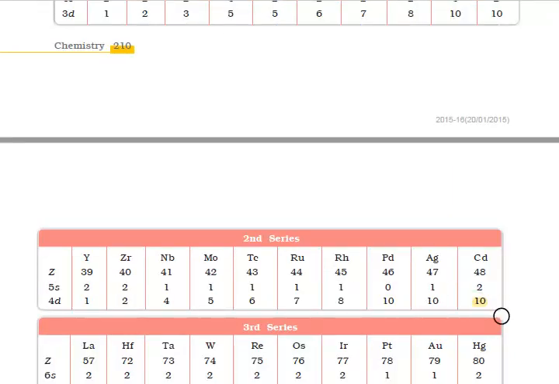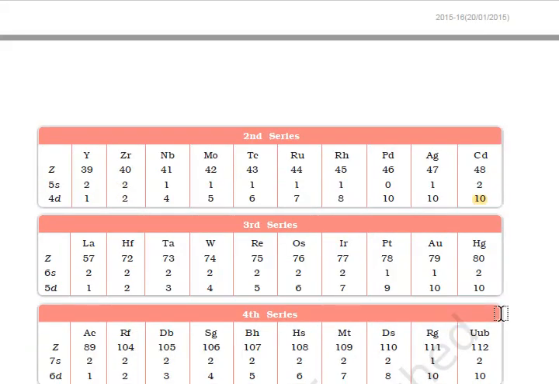Similarly, cadmium also has a fully filled d orbital, therefore it is not considered a transition element. Similar properties apply to mercury also.